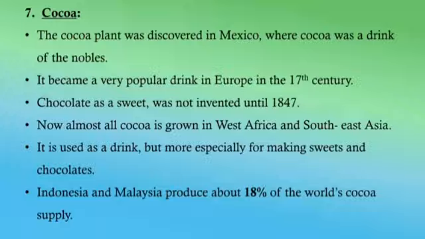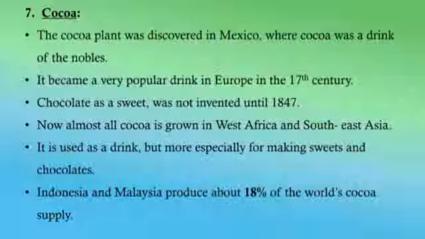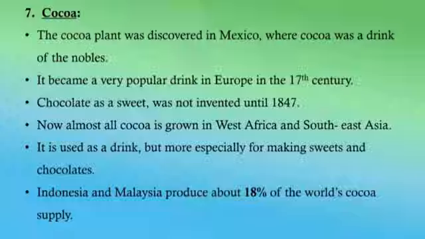Another main agricultural product is cocoa. The cocoa plant was discovered in Mexico, where cocoa was a drink of the nobles. It became a very popular drink in Europe in the 17th century. Chocolate as a sweet was not invented until 1847.